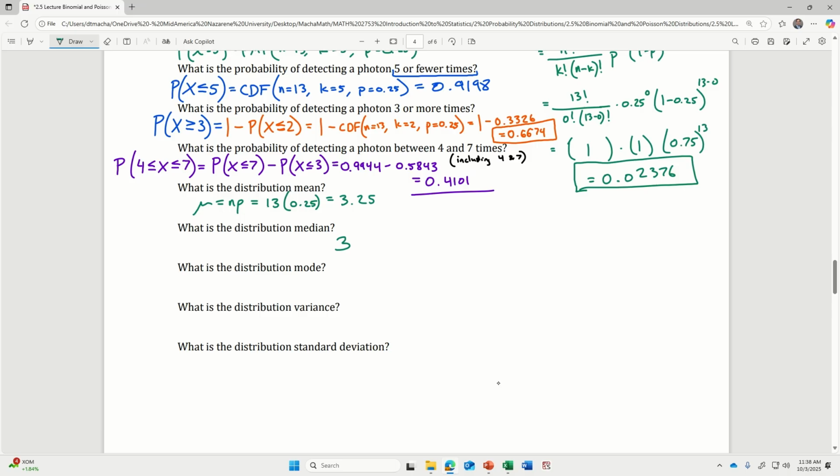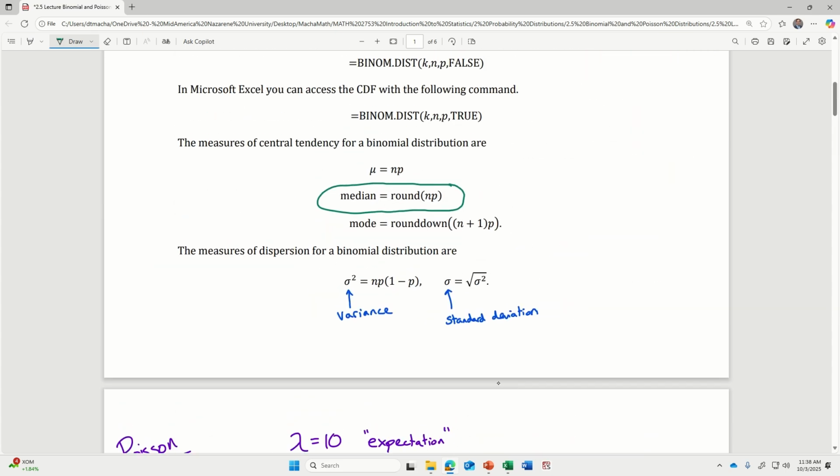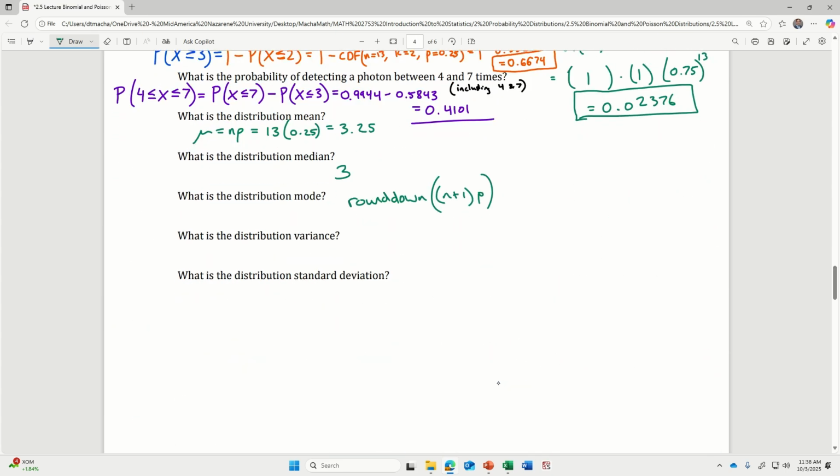What is the distribution mode? That's going to be what I get if I round down and multiply n plus 1 times p, right? Yep. And so to get the mode, we're going to round down after doing 14 times 0.25. And 14 times 0.25 is going to be 3.5, but I'm rounding down, so that's going to be 3.